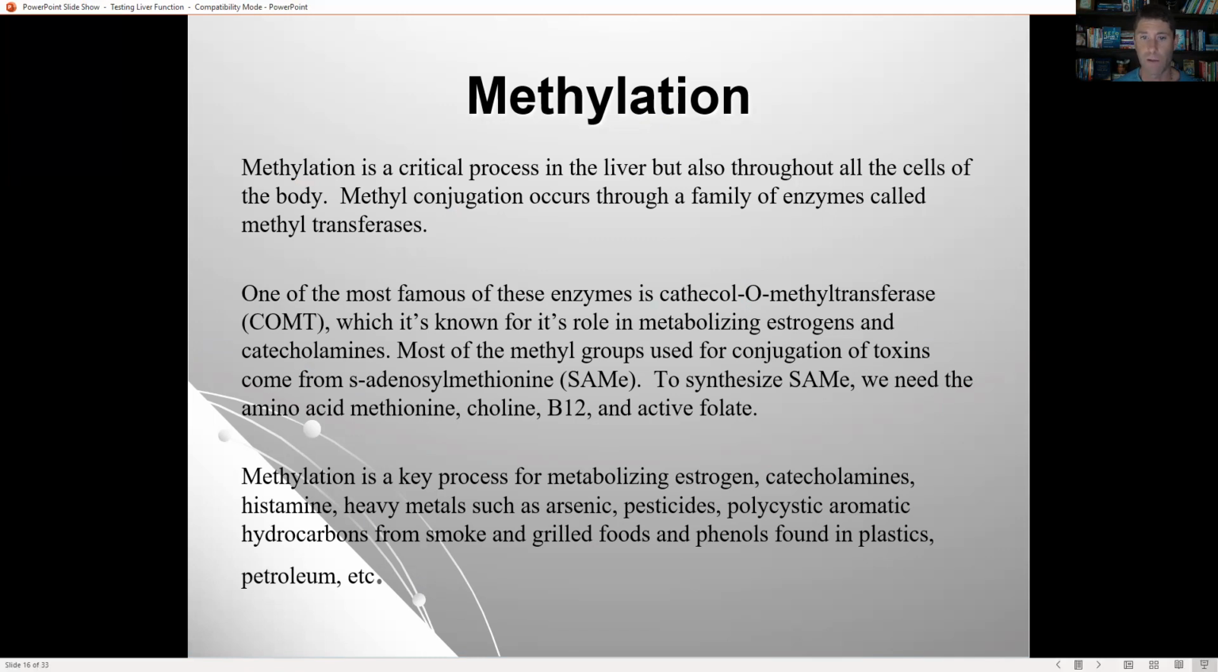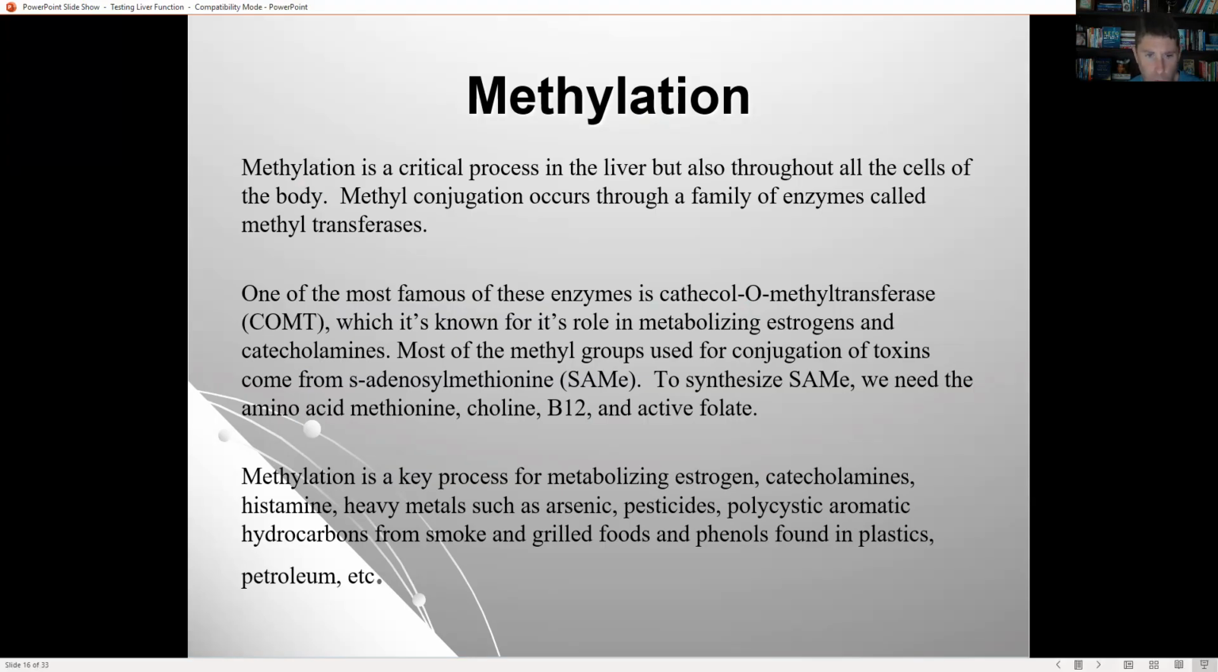Another pathway we've got to look at is methylation, right? So sulfation, glucuronidation, methylation. There's a lot of crossover between those. Okay, they're probably the three that seemingly do the most work in phase 2 liver detox, although the other pathways are also very important.